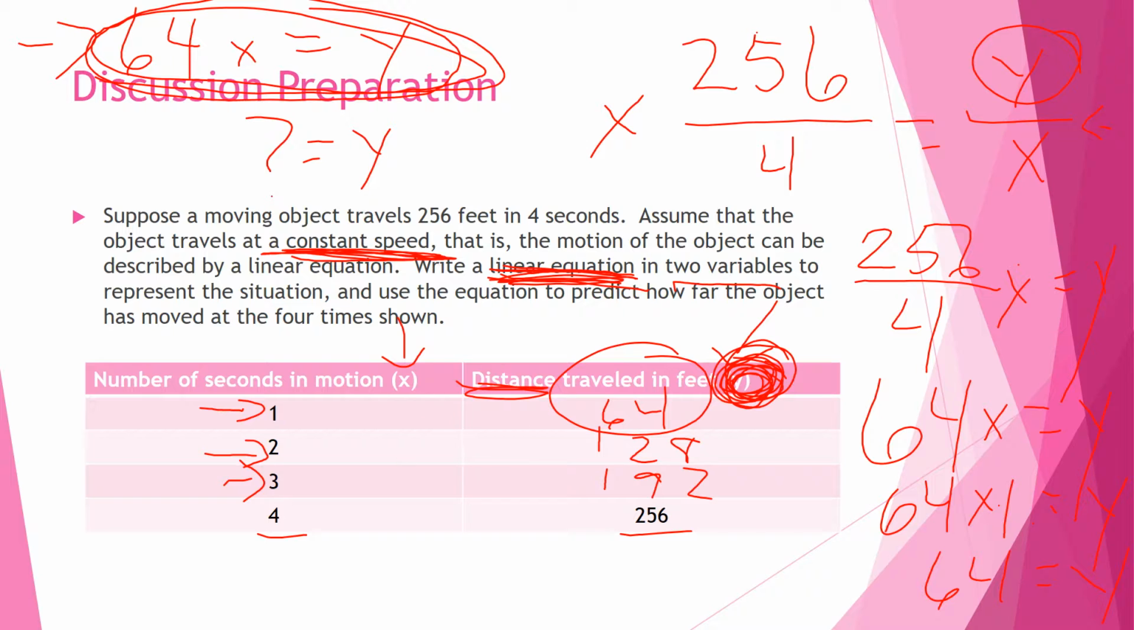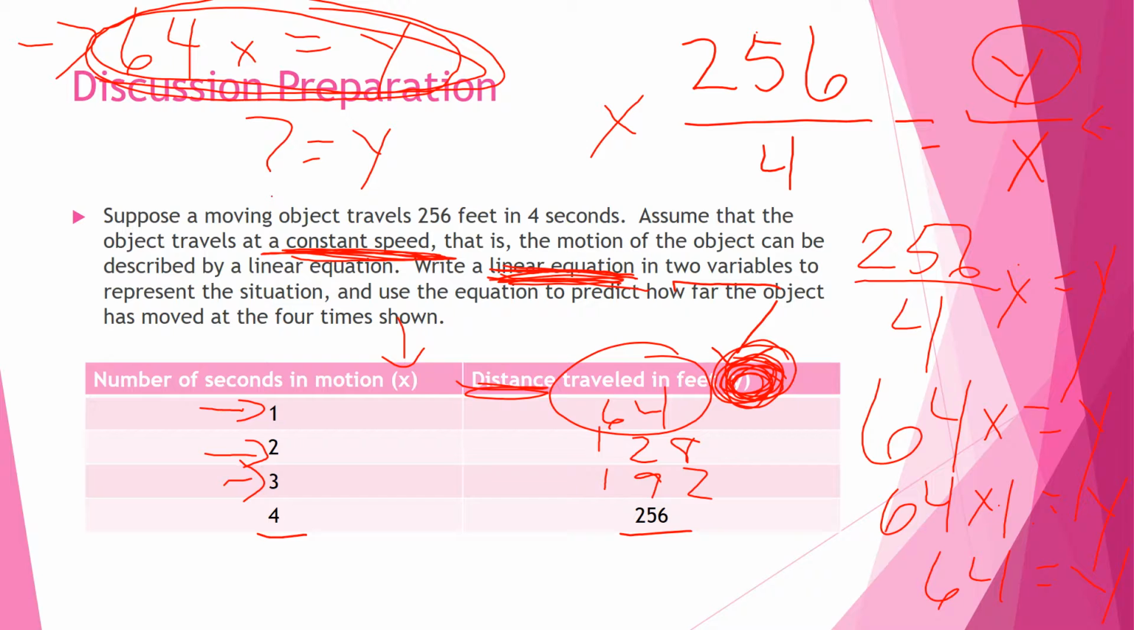So we need to write a linear equation with 2 variables to represent the situation. So at 4 seconds, we know that it travels 256 feet. So let's write that. 256 feet is traveled in 4 seconds. So that means we use y on the top and x on the bottom.